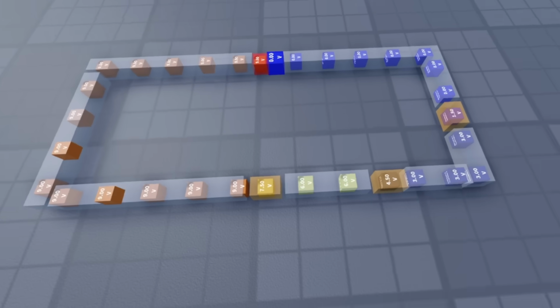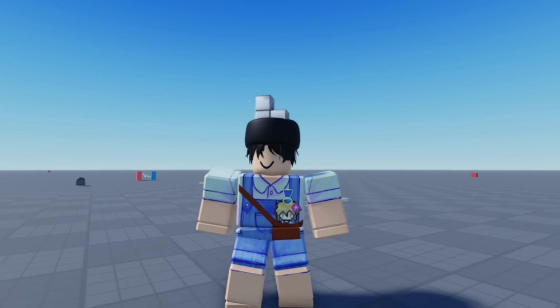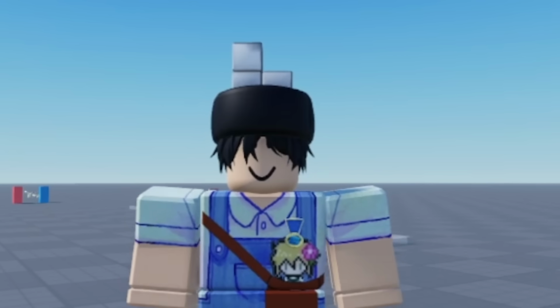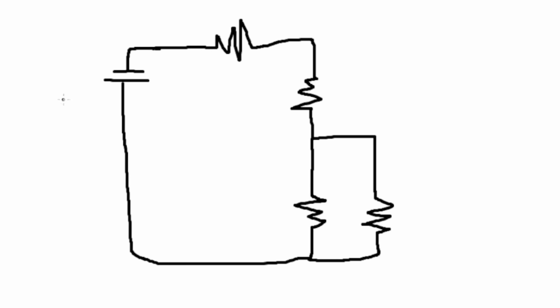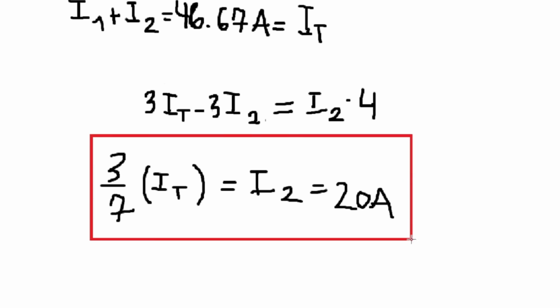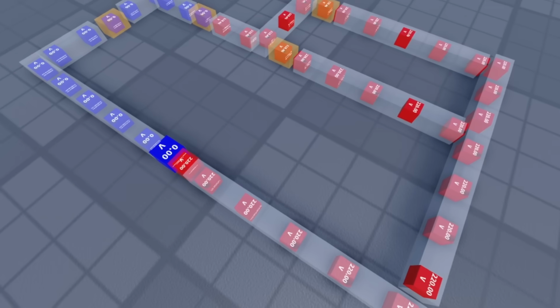So this is the result of the simulation, and it's pretty interesting. However, I'm going to have to test it out with basic parallel and series circuits. No multiple batteries though, because I was too focused on making the base accurate. Okay, so we have a 220 volt battery, 4 resistors, 2 series, 2 parallel. Here are my calculations. This is just basic circuits. And here's what the simulator did.